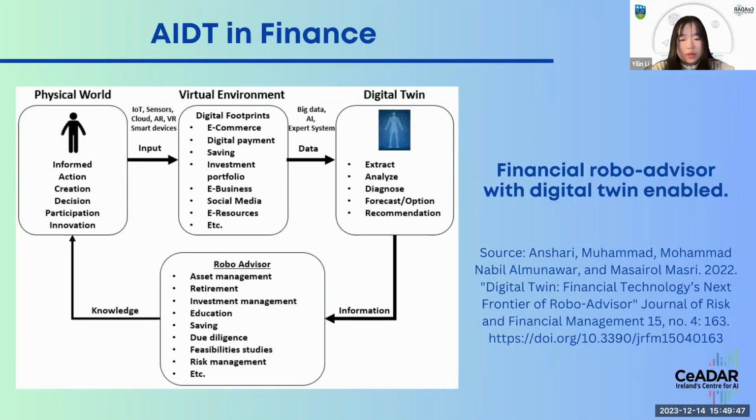So the result of the intelligent integration between the individual and the AIDT enhances the ability of DTs to act as a robo advisor, providing feedback and recommendations for asset management, like retirement, investment, saving, risk management, and other purposes. Those deliver great value to individual financial management and well-being. So in the fintech space, digital twin can enhance robo advisory service by providing a more comprehensive and personalized financial management experience.